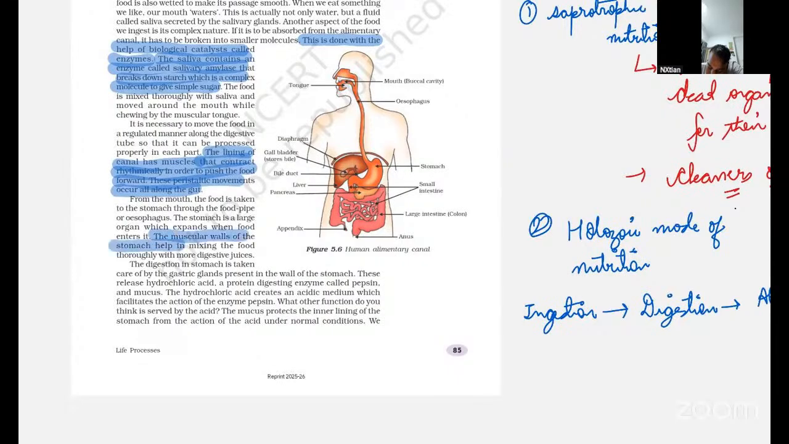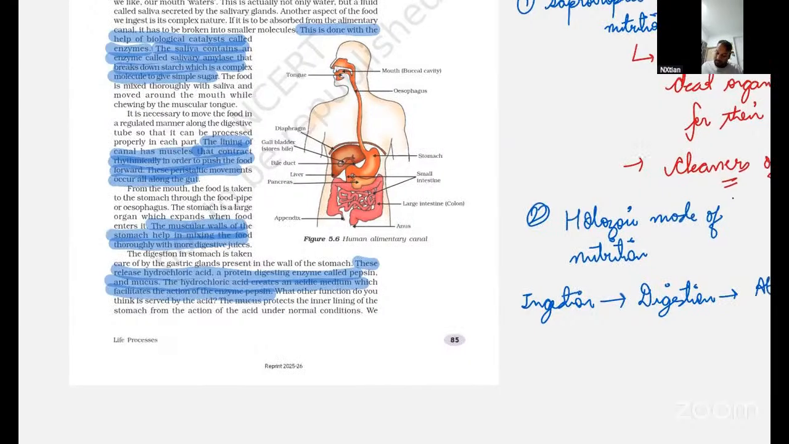The digestion in the stomach is taken care of by the gastric glands present in the wall of the stomach. These release hydrochloric acid, a protein digesting enzyme called pepsin, and mucus. The hydrochloric acid creates an acidic medium which facilitates the action of the enzyme pepsin. What other function do you think is served by the acid? The mucus protects the inner lining of the stomach from the action of the acid under normal condition.